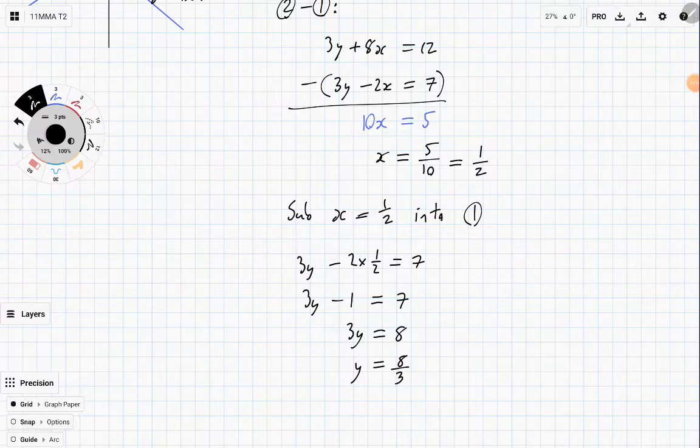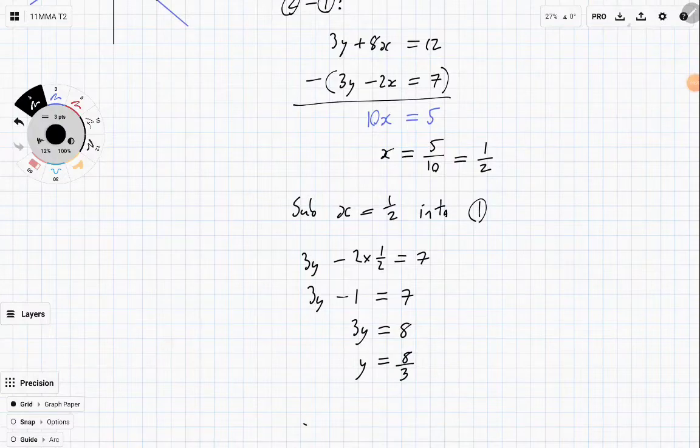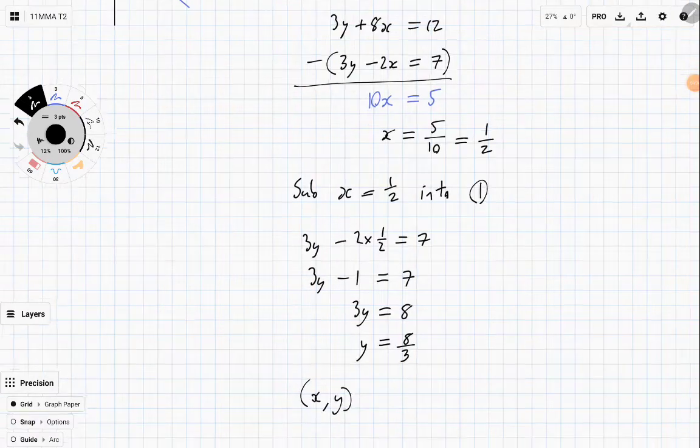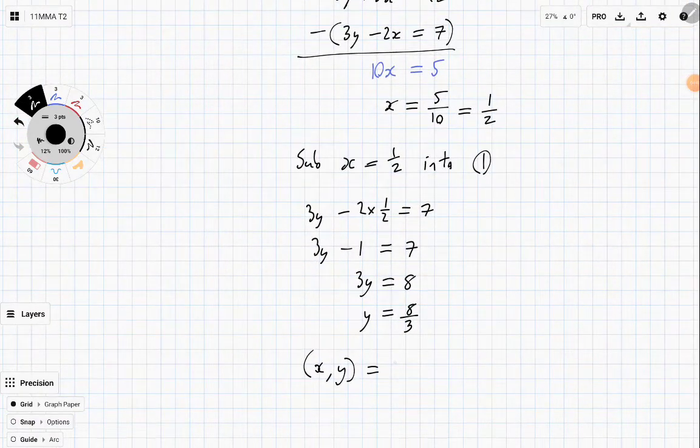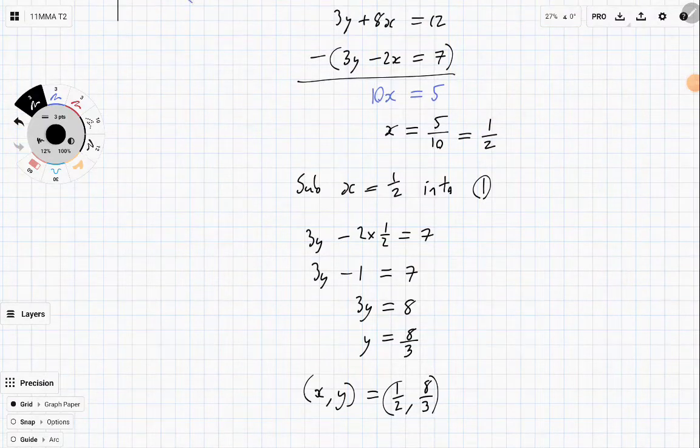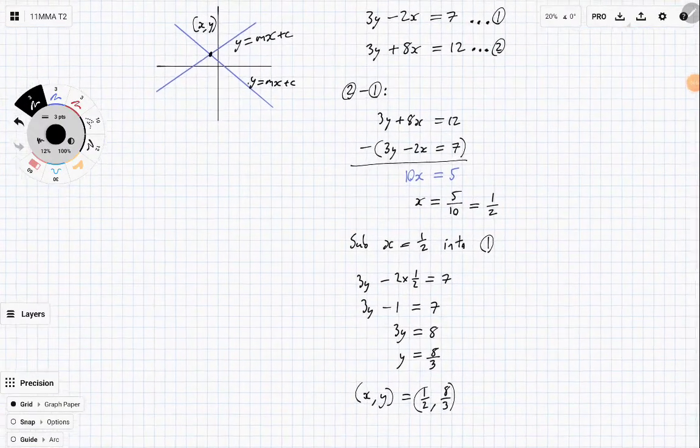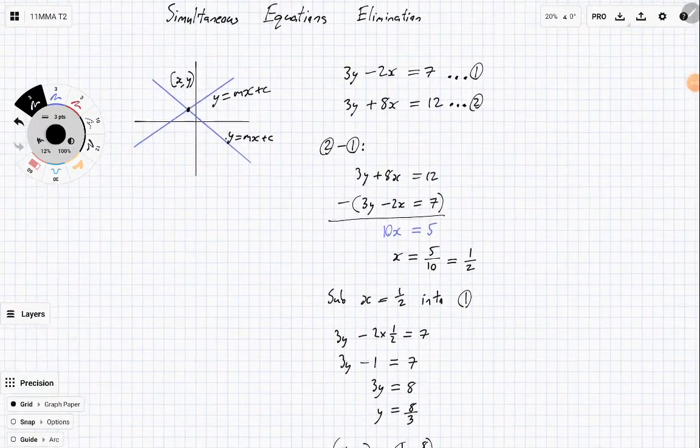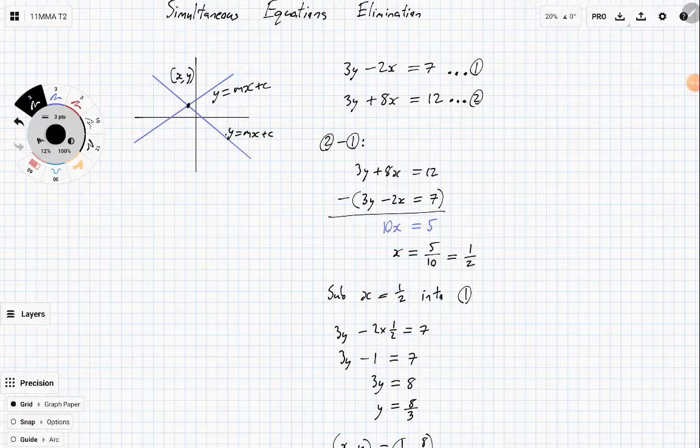And so my final answer is x, y, the point that these two meet. The solution to this is a half, 8 on 3. Alternatively, we could write that as 2 and 2/3, but I'm going to write it as 8 on 3. I like improper fractions. Alrighty, so that is the full steps of using the elimination method.